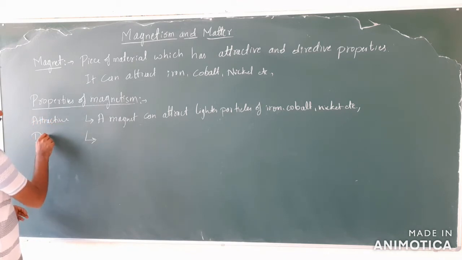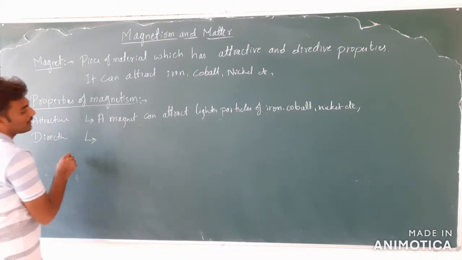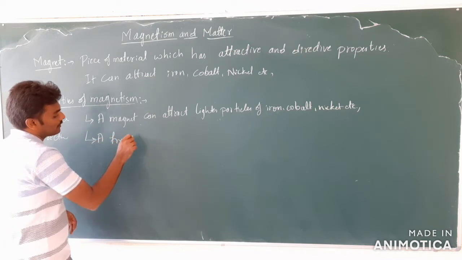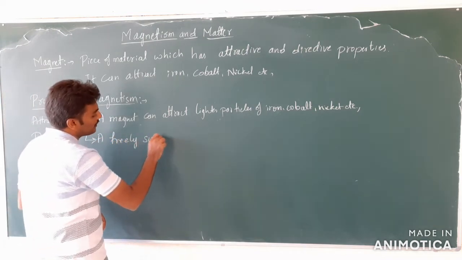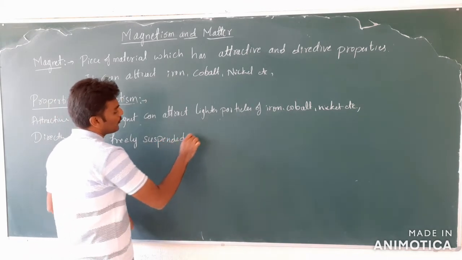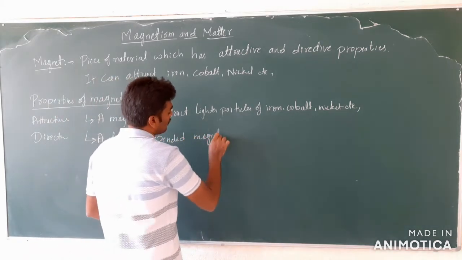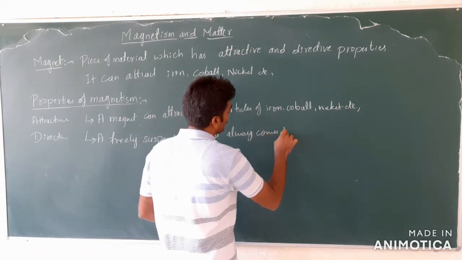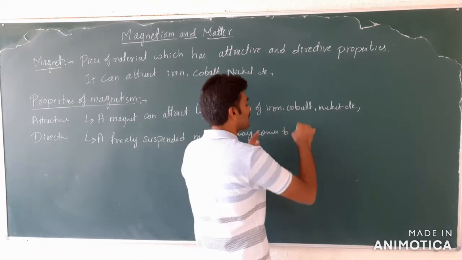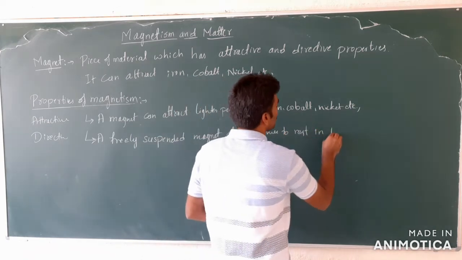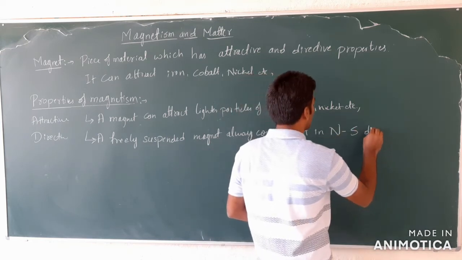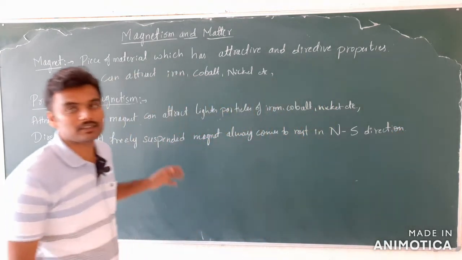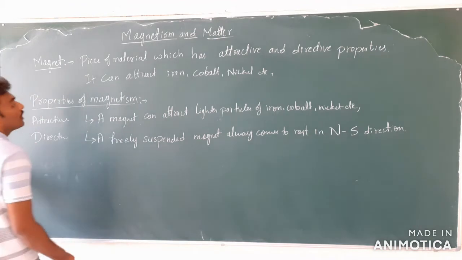Then we have directive property, right? So when it comes to directive property, we say a freely suspended magnet always comes to rest, or we can say always rests in north south direction. Always rests in north south direction. This is the directive property of the magnet.